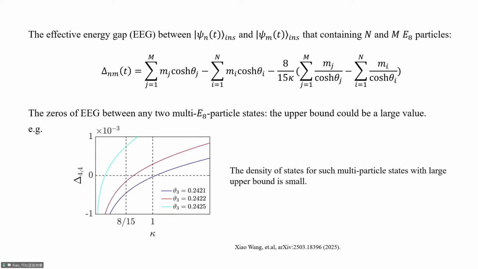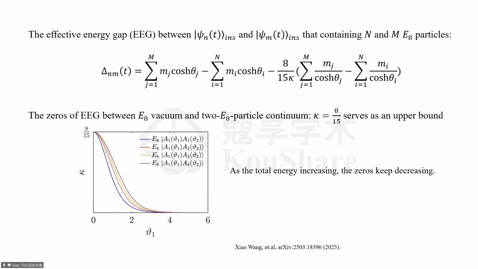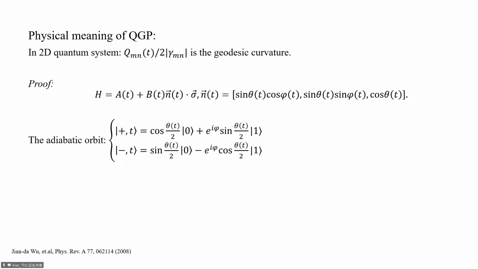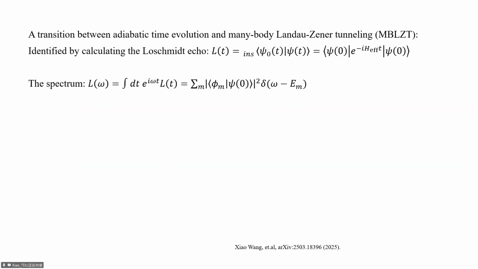If we consider any multi-particle state, however, the density of such states with a large upper bound is small, so you can nearly ignore all the contributions of these multi-particle states during this process. As I said just now, the effective energy gap is used to characterize whether adiabatic time evolution will happen. Kappa equals 8/5 exactly serves as the upper bound for the transition in the time evolution process.